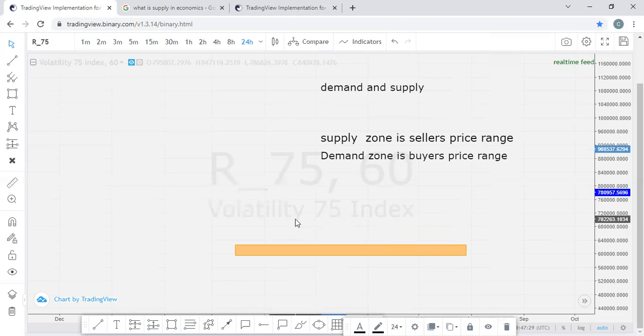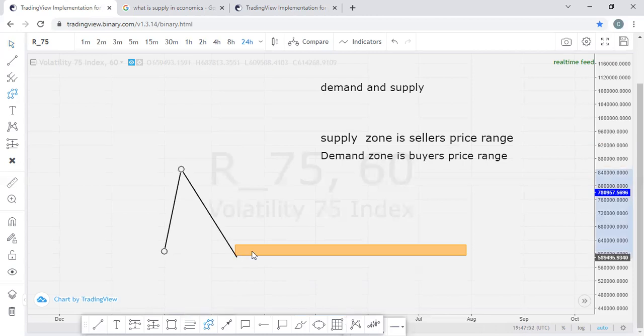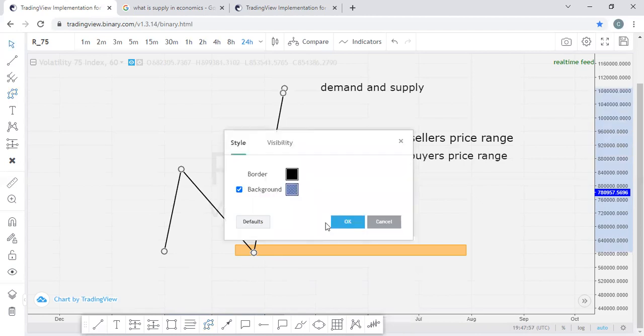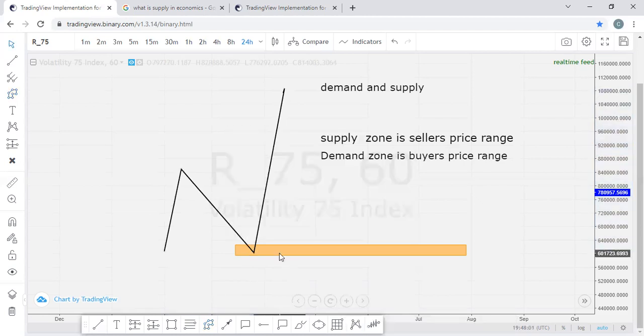Now, one thing you should know about supply and demand zones is that supply zones can be seen as resistance. You can call a supply zone a resistance, and you can call a demand zone a support, because they basically do the same thing. If the market is trending downwards and it comes to a demand zone, it's going to bounce up. So this zone here is a demand zone and it's also a support.